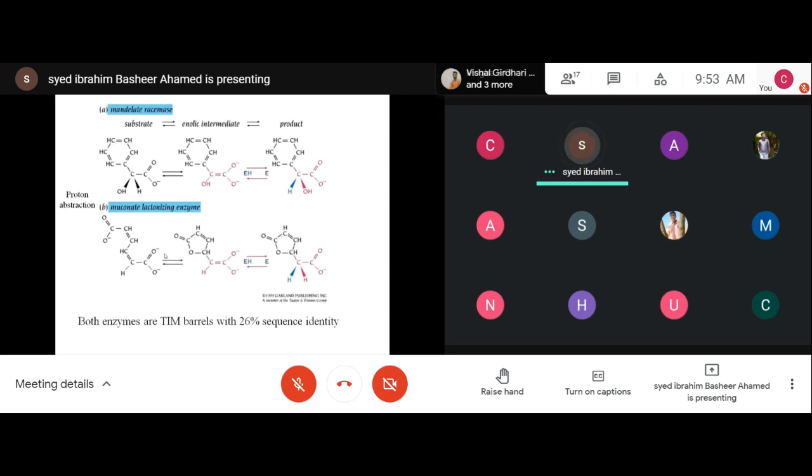So here you can see two different kinds of enzymatic activity. One is mandelate racemase, another is muconate lactonizing enzyme. If you see the reactions, it's almost the same kind of reaction, and the product is also almost the same kind of product. Both enzymes are TIM barrels, having only 26% sequence identity, but performing a nearly same kind of function. All right.